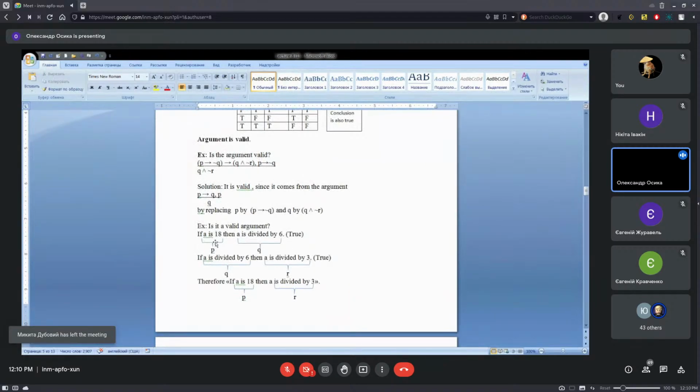Example. Is it a valid argument? If number A is 18, then A is divided by 6. Well, true. Why is it true? Because we know it from early school years. Yes, 18 is divided by 6. If A is divided by 6, the same number, then A is divided by 3. We know it is also true.